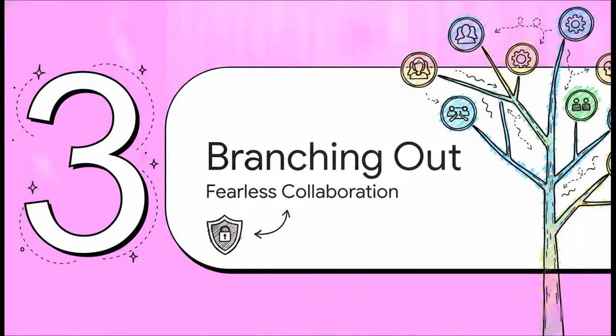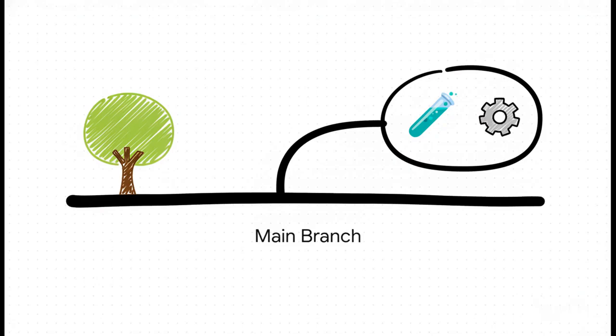Let's shift our focus to section 3, branching out and fearless collaboration. So this fearless collaboration happens through a really clever concept called branching. You have your main branch, which is the stable working version of your project. But let's say a web developer wants to try out a brand new JavaScript framework. Instead of messing with the stable build, they just create an isolated experiment branch. They can build, tinker, and break things over there without posing any risk whatsoever to the main site.